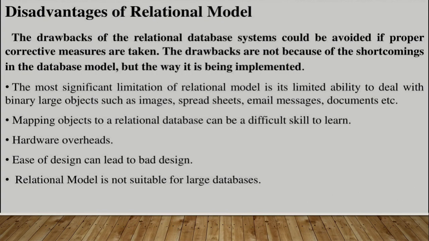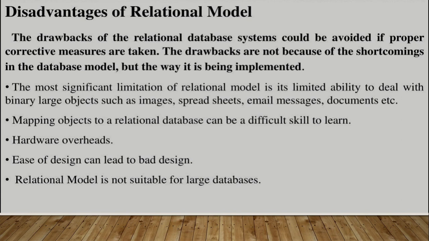Then we have some of the disadvantages of the relational model, but the drawbacks of the relational model could be avoided if proper corrective measures are taken, right? First of all, the major limitation of the relational model is its limited ability to deal with binary large objects. Binary objects like images, email messages, documents, and spreadsheets are some examples of binary large objects, right? Second one is mapping objects, which can be a very difficult skill to learn, right? Third one is hardware overheads. Fourth is ease of design, which can lead to bad design.